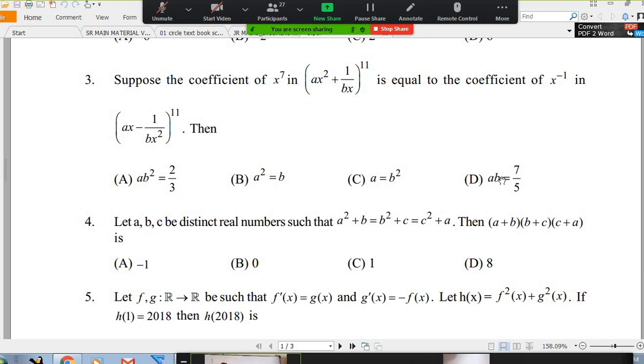Okay, third question. They want the coefficient of x power 7 in (ax square plus 1 by bx) whole power 11 to be equal to the coefficient of x power minus 1 in (ax minus 1 by bx square) whole power 11. Based on that, what is the condition between a and b?